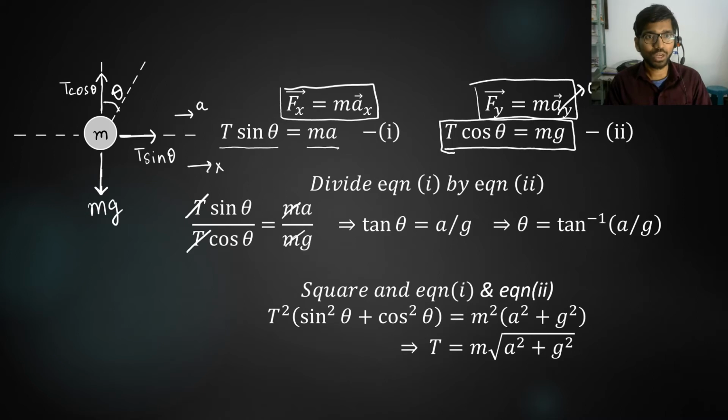Now, if we wish to calculate the tension in this string, we can simply square and add equation number 1 and equation number 2. That will be T square times sine square theta plus cos square theta equals m square times a square plus g square. As you know, sine square theta plus cos square theta will become 1. Therefore, we have tension equals m times under root of a square plus g square.